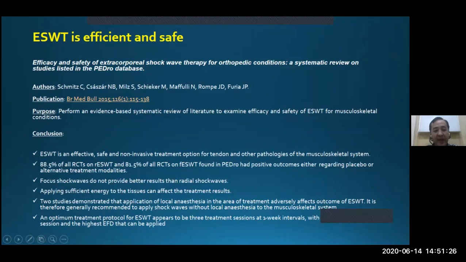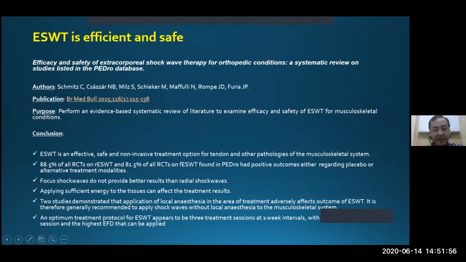Shockwave is an effective, safe, and non-invasive treatment option for tendon and other pathology of the musculoskeletal system. 88.5% of the randomized controlled trials on radial shockwave and 81.5% of those on focused shockwave found in PEDro had positive outcomes, either regarding placebo or alternative treatment modalities. And focused shockwave does not provide better results than radial shockwave.